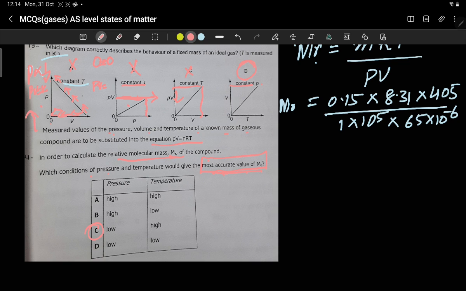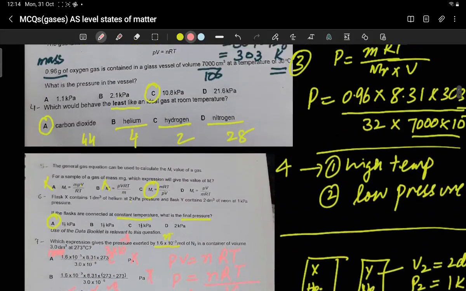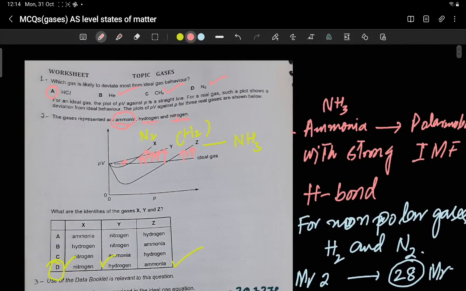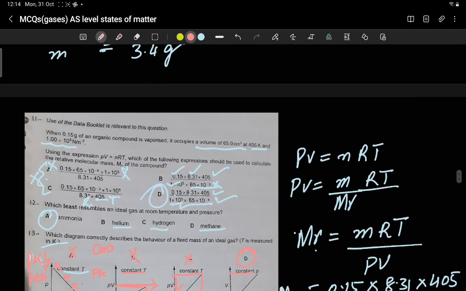So this is all about this class, this tutorial. Hope you will understand these questions.